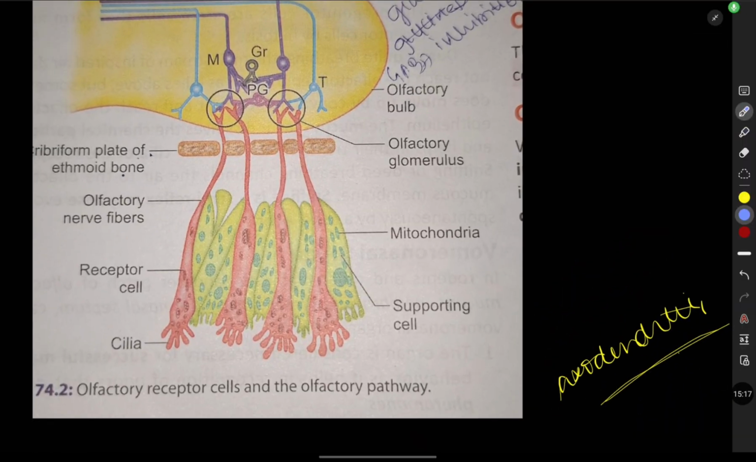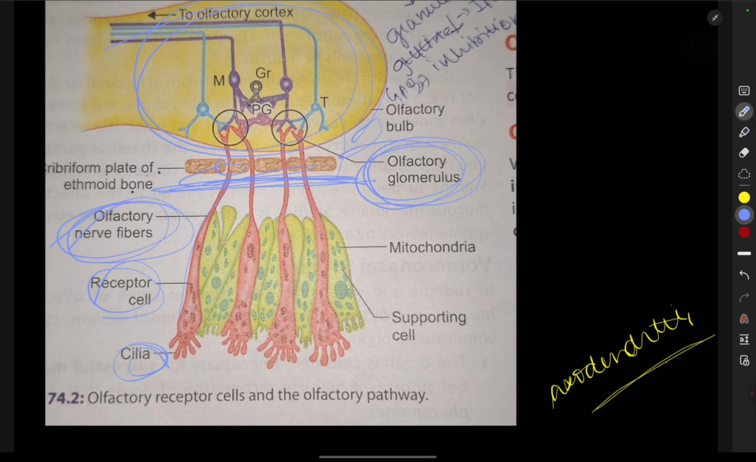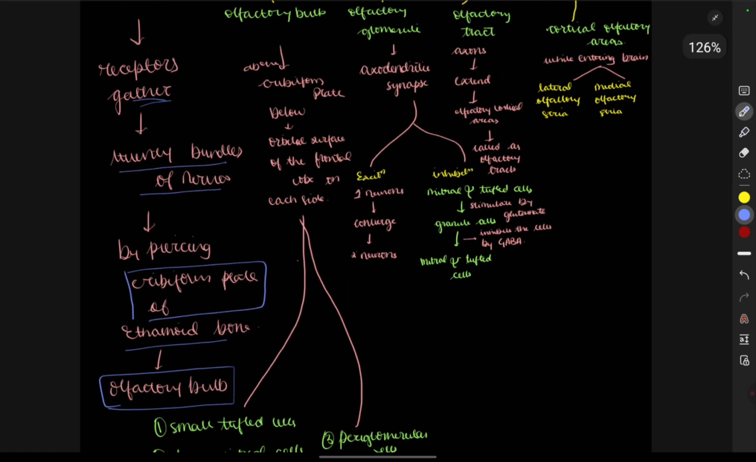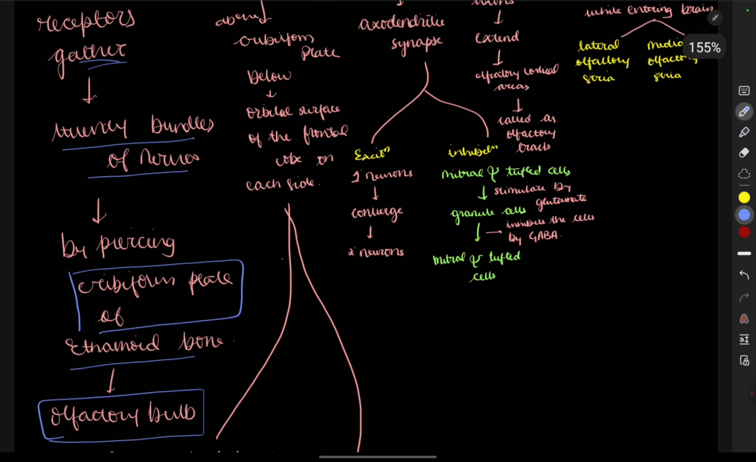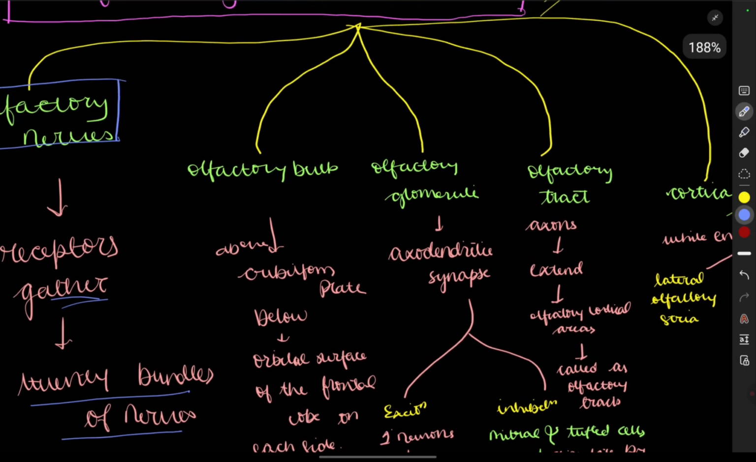From the cribriform plate, it pierces into the ethmoid bone. These are the olfactory cilia and receptor cells. Olfactory fibers pierce the cribriform plate of the ethmoid bone, then go to the olfactory glomerulus and reach the olfactory bulb. So this is what is written in words: receptors gather to form 20 bundles of nerves by piercing the cribriform plate of the ethmoid bone. They reach the olfactory bulb. So this is about the nerves.